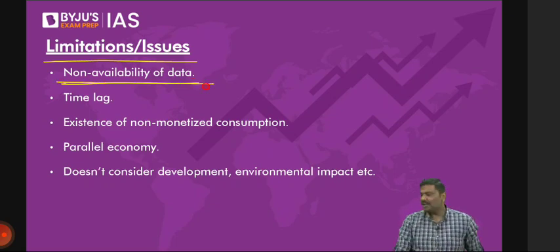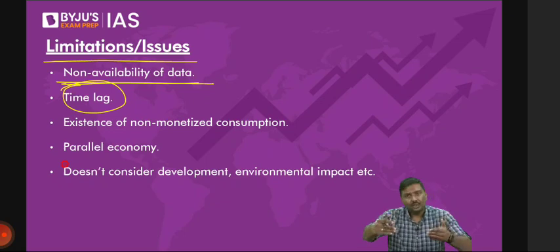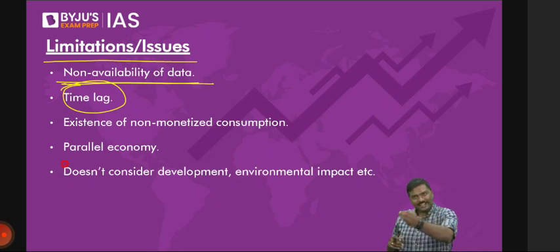Second one is a time lag. Time lag means what? The gap, the time period that is taken for the government to collect the data and give you the result. I'll connect it to current affairs. Just let me know whether you're making sense of it or not. Very recently, NSS stated that for the third quarter, means what?